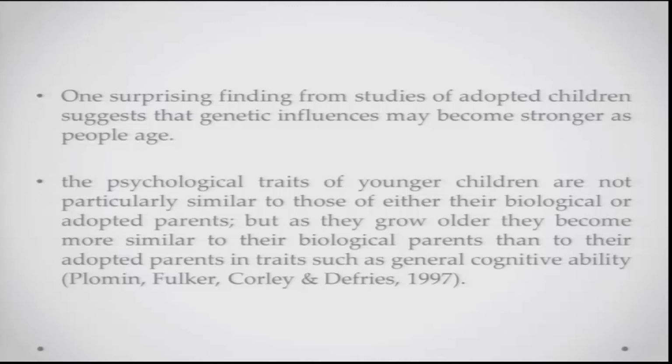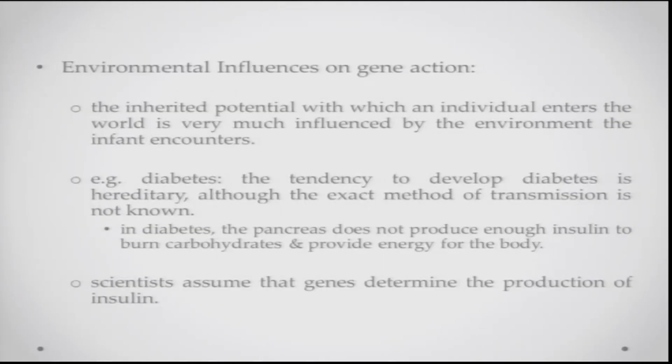Similarly, psychological traits of younger children are not particularly similar to those of either the biological or adopted parents, but as they grow older, they become more similar to their biological parents than to their adopted parents in such things as general cognitive ability. So, these are some of the very important things. But then what does the environment do here? What is the environmental influence on gene action?